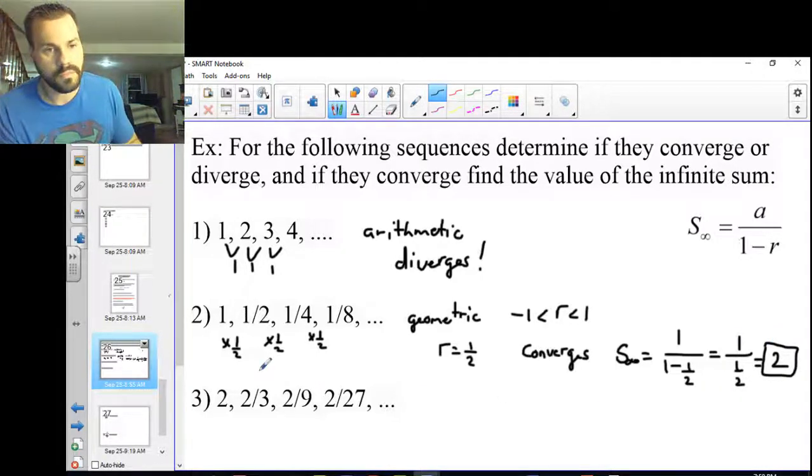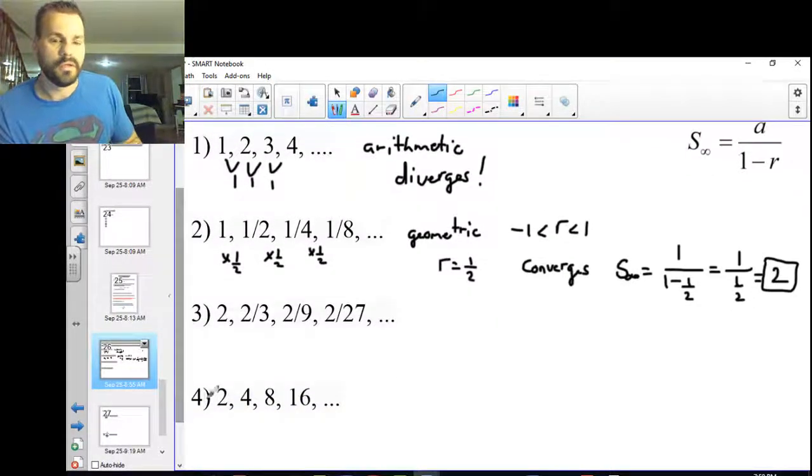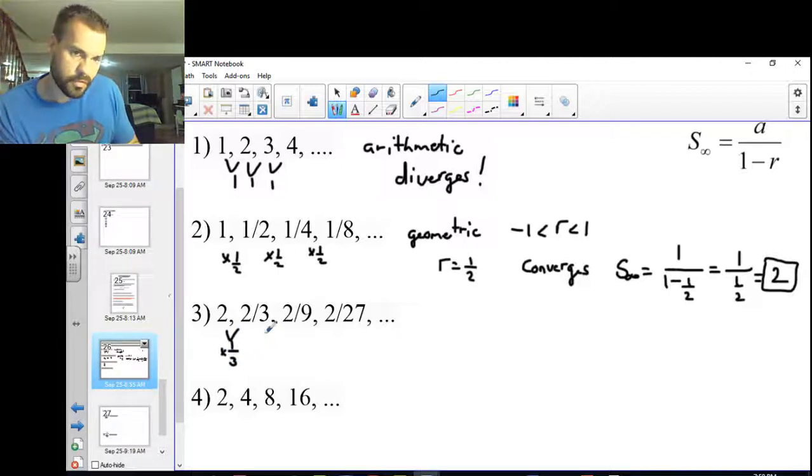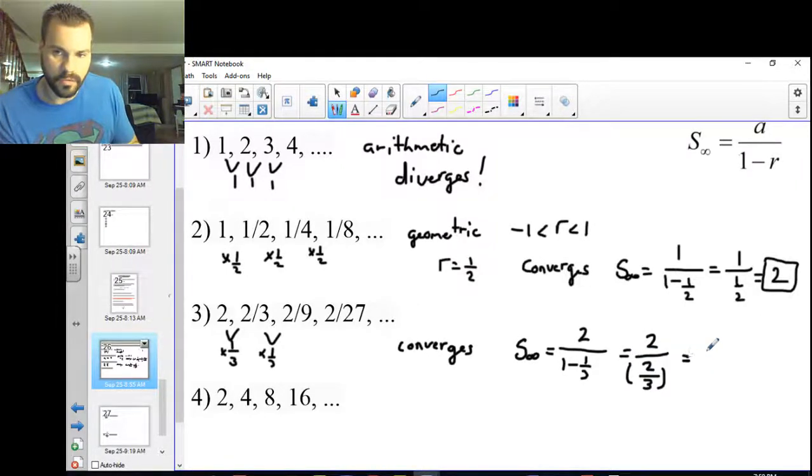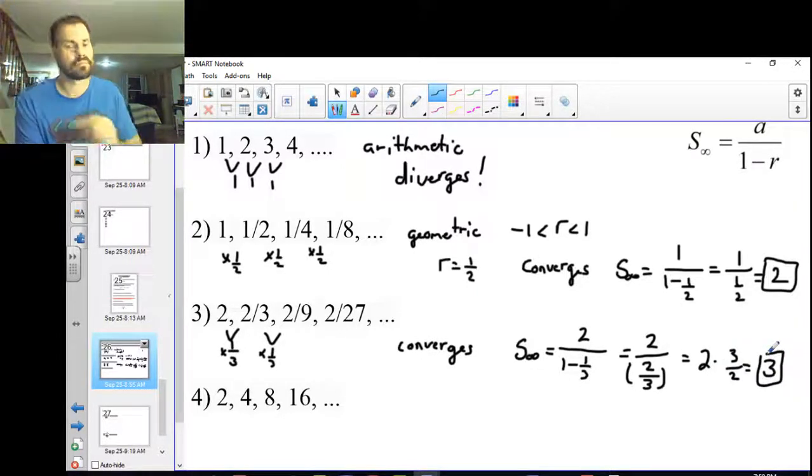All right. And then the third one, if you look at this example, this guy, again, the common ratio you can see is 1/3. You're multiplying by 1/3, and then you're multiplying by 1/3. So by the same token here, it's geometric with an r between 1 and minus 1, so it converges. And then what it converges to is a, which is 2, divided by 1 minus 1/3. So that gives you 2 divided by 2/3. And if you then invert and multiply, you end up with an answer of 3. So that sum is going to converge to 3.